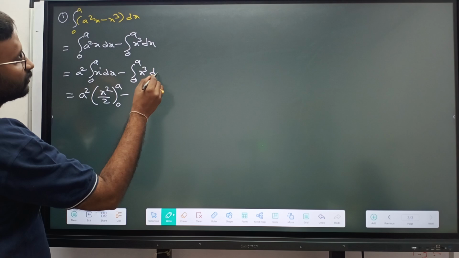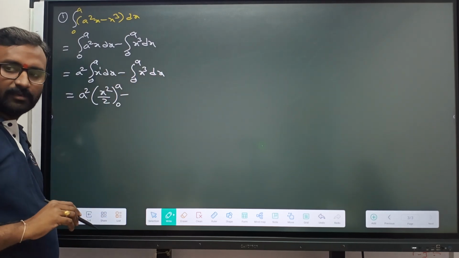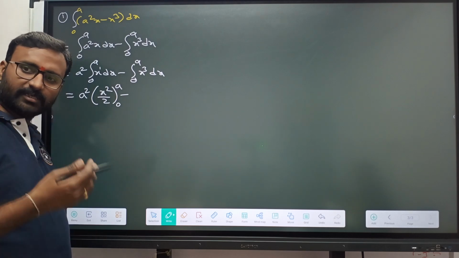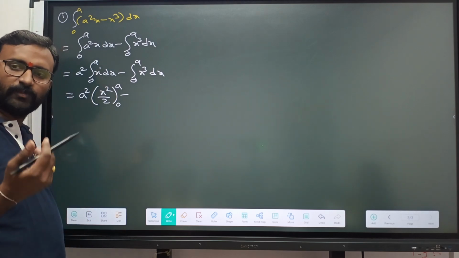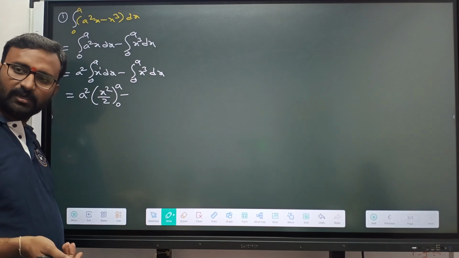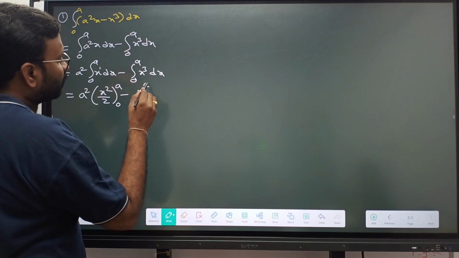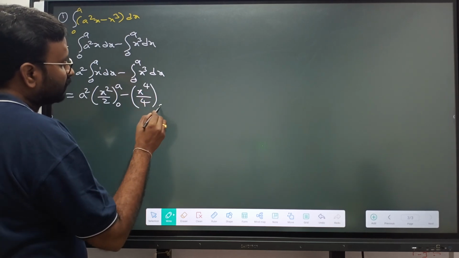X cube, right? So what is x cube integration? X power 4 by 4. X power n formula, man. X power n plus 1 by n plus 1: x square by 2, x cube by 3, x power 4 by 4, x power 5 by 5. So here x cube, that's why x power 4 by 4. What are the limits? 0 to a.